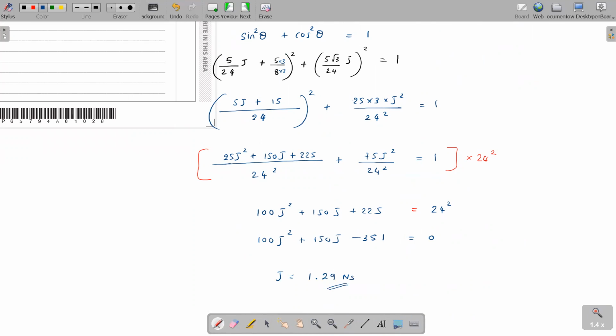You can write the other answer, but it is not coming out. You need to cut it out anyway, because j is very clearly given. So we definitely take only the positive answer.